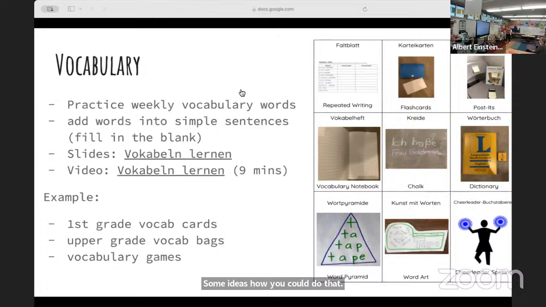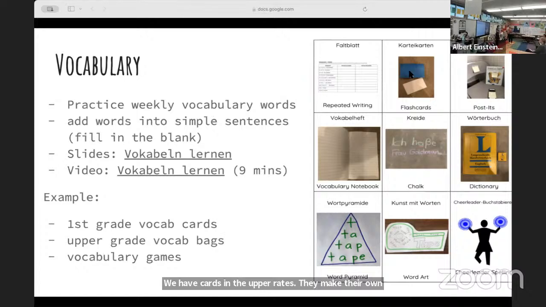A lot of grades will give you something like a Faltblatt where they have the words in different translations, and then you practice them on Monday, on Tuesday, on Wednesday. So just like that, they have a little exposure to those words every day. If you don't get the paper, you can always make your own. Have columns, practice it every day. We have note cards in the upper grades. They make their own flashcards.